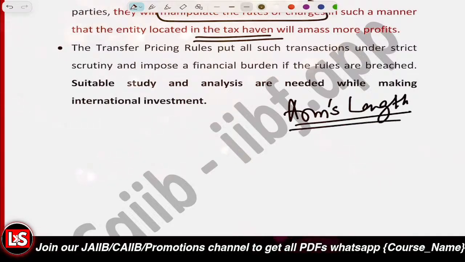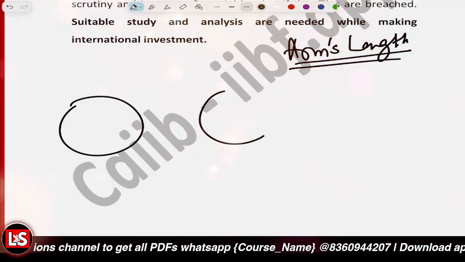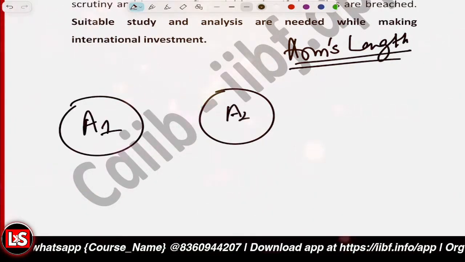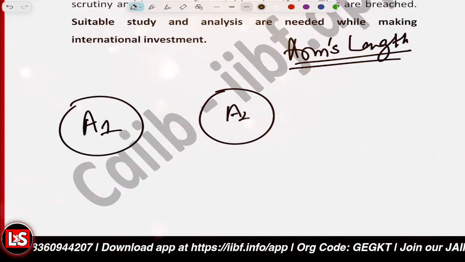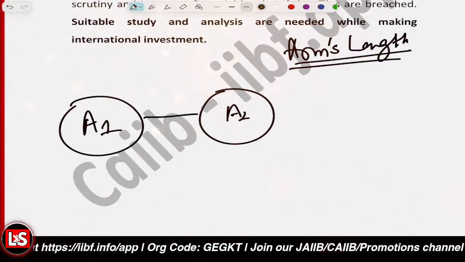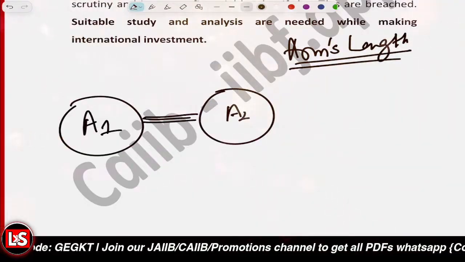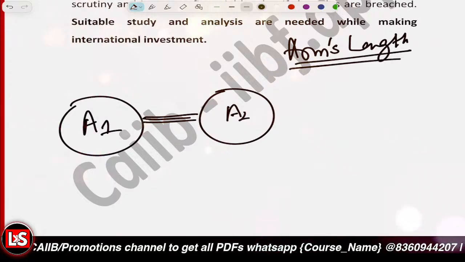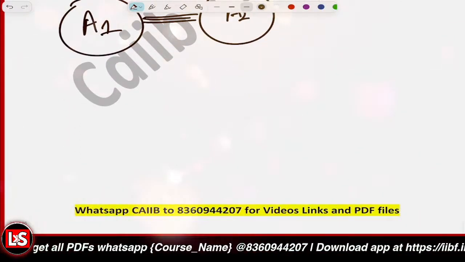Now, what is the arm's length principle? Let's say there are two related entities, A1 and A2, which are going to deal with each other. The transactions occurring between these two related entities should occur at a price that is normally available between two unrelated independent parties. That's the arm's length principle. Okay, so that would be the part related to it.